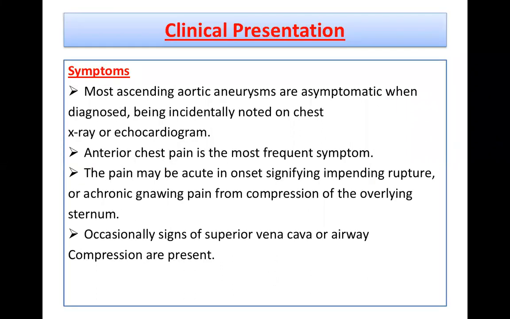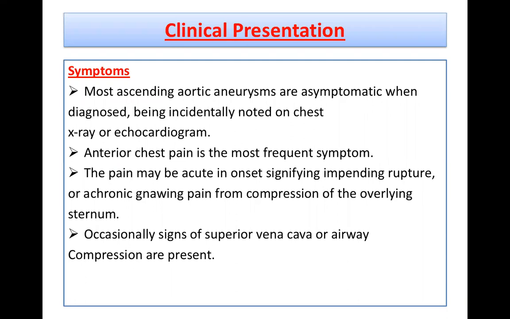So that is the pathophysiology. Now talking about the clinical presentation. The patients mostly are asymptomatic and diagnosed incidentally, usually on chest X-ray or echocardiography. Anterior chest pain is the most frequent symptom if it appears. The pain may be acute in onset and signify impending rupture, or a annoying pain from a compression of the underlying structure.